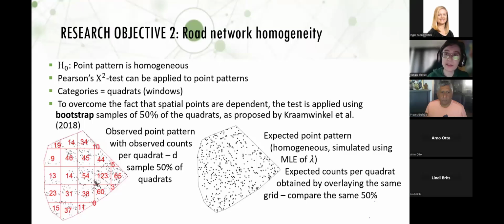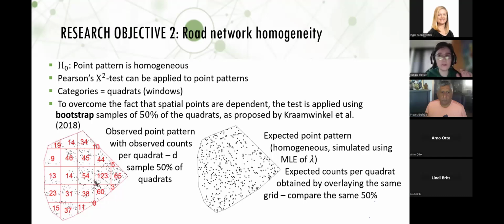Here's a little bit more information on the point pattern test, which was developed by Kromwinkel et al. And essentially what it came down to was taking a point pattern domain, dividing it up into quadrats, and then using the chi-squared goodness of fit test to see whether there's approximately an equal number of points per quadrat. The one thing that needed to be changed from a normal chi-squared goodness of fit test is that spatial point patterns, and by extension line patterns and road networks, are spatially dependent. So you can't just use the chi-squared test as it is, because that assumes independence, which isn't true. So what Kromwinkel did in the point pattern research was to take bootstrap samples of 50% of the quadrats to break that dependence, and that worked quite well. So that's what we did.